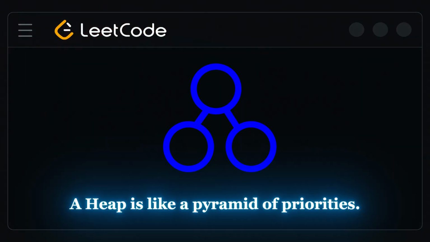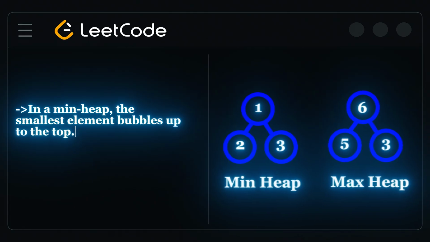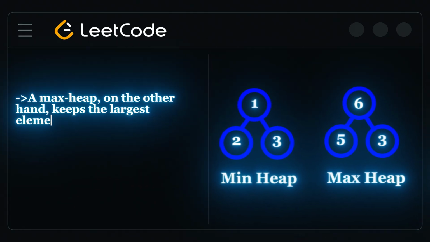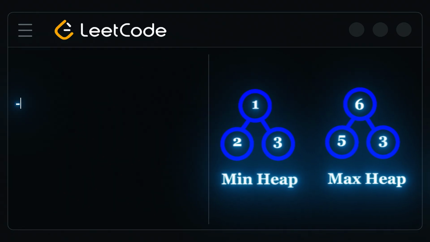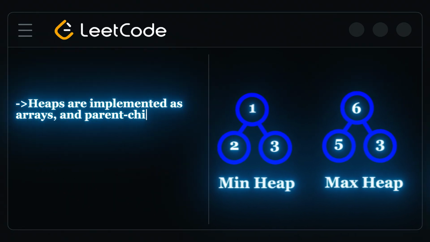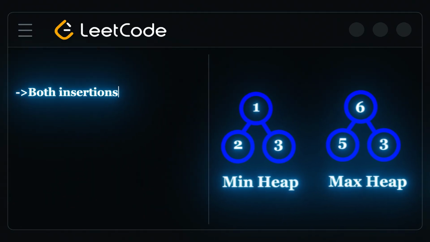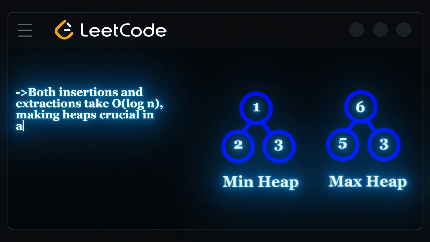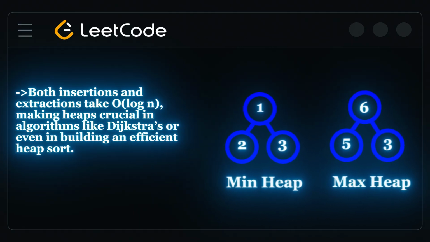Heap. A heap is like a pyramid of priorities. In a min heap, the smallest element bubbles up to the top. A max heap, on the other hand, keeps the largest element at the top, handy when you need quick access to the biggest value. Heaps are implemented as arrays, and parent-child positions are figured out using simple index math. Both insertions and extractions take O(log n), making heaps crucial in algorithms like Dijkstra's, or even in building an efficient heap sort.